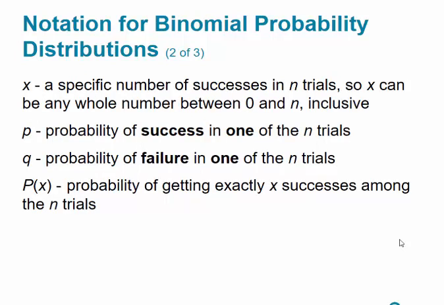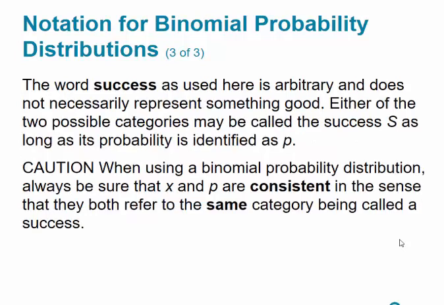Now, X is a specific number of successes in N trials. So X can be any whole number between 0 and N. Going back to the example of flipping the coin 10 times, it will be between 0 and 10 inclusive. And then P is the probability of success in one of the N trials. Q is the probability of failure in one of the N trials. So going back to flipping the coin, the probability of getting tails would be my success, and the probability of getting heads would be failure in this example. And then P of X is simply the probability of getting exactly X successes among the N trials. And that's why we can use binomial probability to find information such as this.